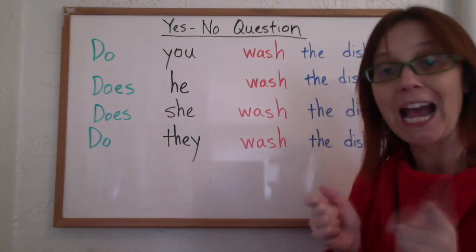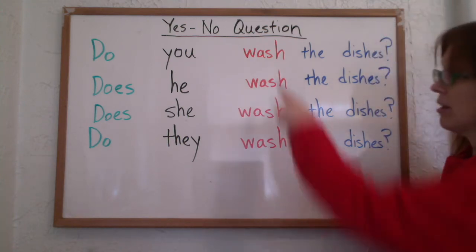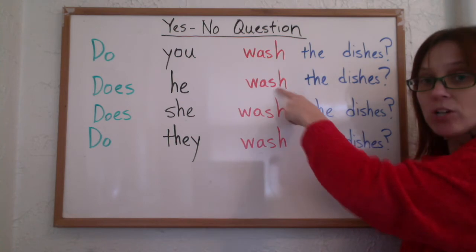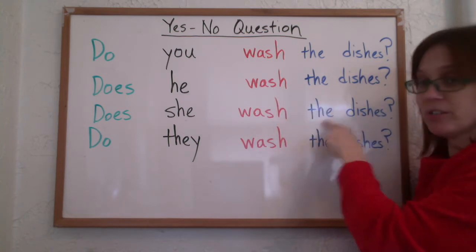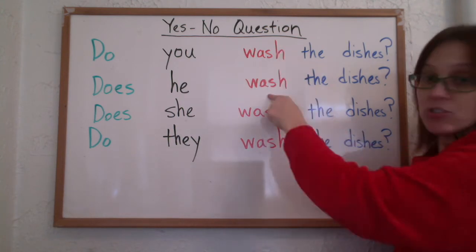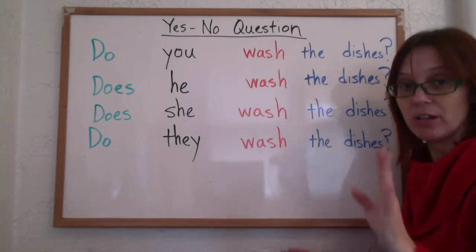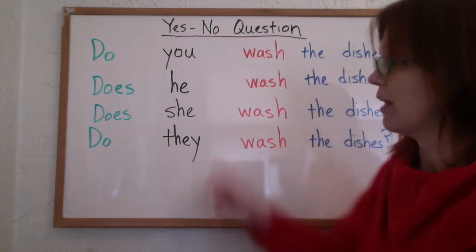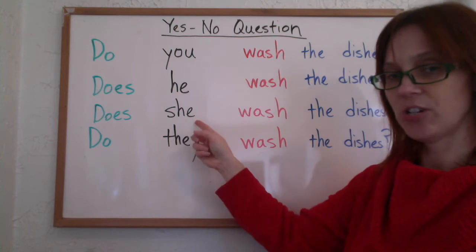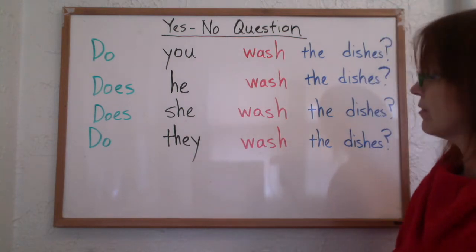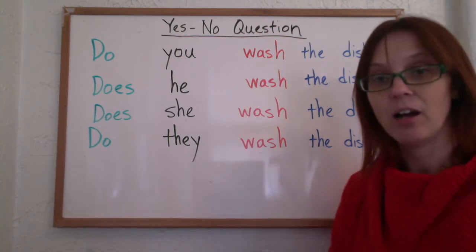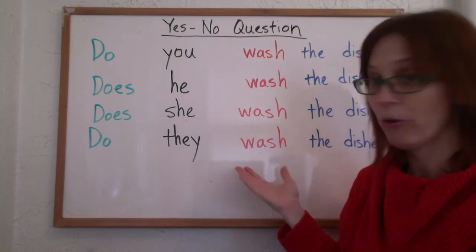So notice when I ask a question, these are all the same. Wash the dishes, wash the dishes, wash the dishes, wash the dishes. There is no change in the verb. They are all the same. And this changes. Does he, does she. So he, she, and they are what I use when I talk about family.